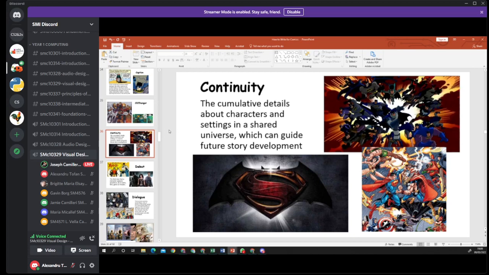Continuity, the cumulative details about characters and settings in a shared universe, which can guide future story development. Now, continuity is a bit of a headache. Why? Because when characters started increasing, remember it's not the 60s, 70s, 80s, time is passing. In the 30s and 40s, we had half a dozen heroes, superheroes, but as time passed, the superheroes started becoming extremely numerous.